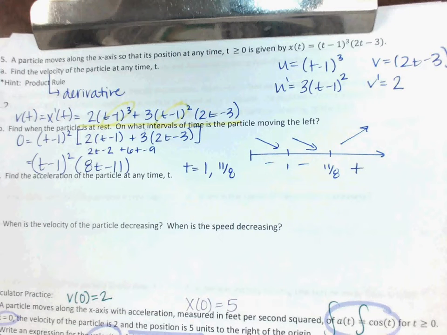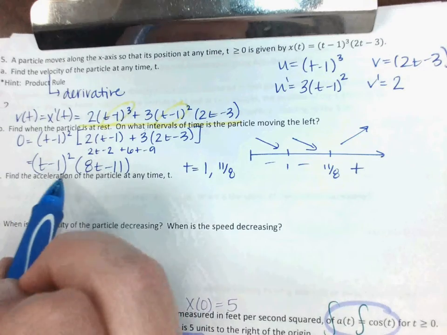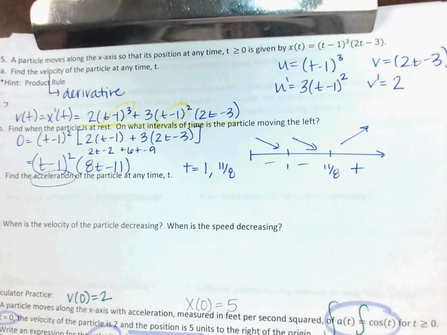Okay? And then the bell's about to ring. But just real quick, when you find acceleration, what are you doing to velocity? Derivative again, and what do you need to use? Product rule. Great job.